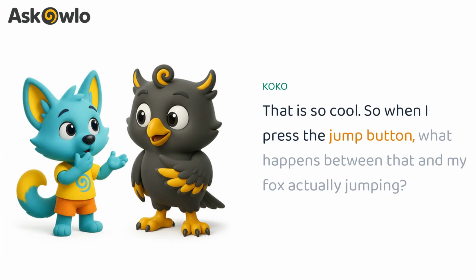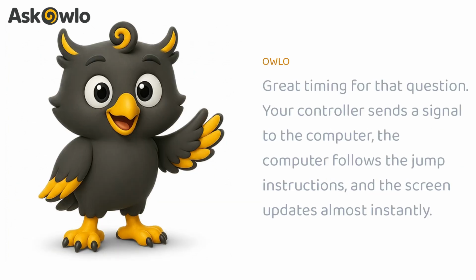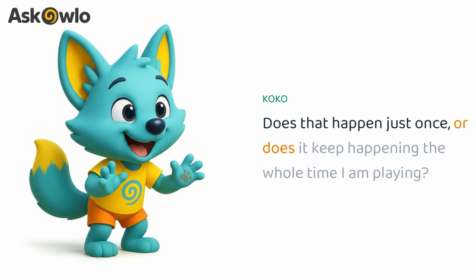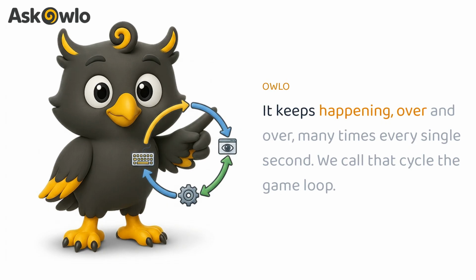So when I press the jump button, what happens between that and my fox actually jumping? Great timing for that question. Your controller sends a signal to the computer, the computer follows the jump instructions, and the screen updates almost instantly. Does that happen just once, or does it keep happening the whole time I am playing? It keeps happening over and over, many times, every single second. We call that cycle the game loop.